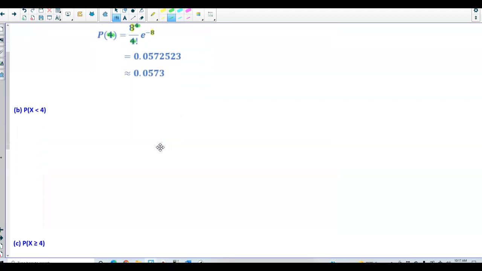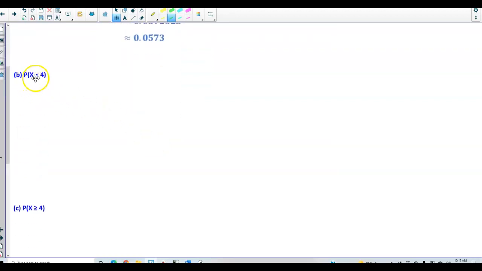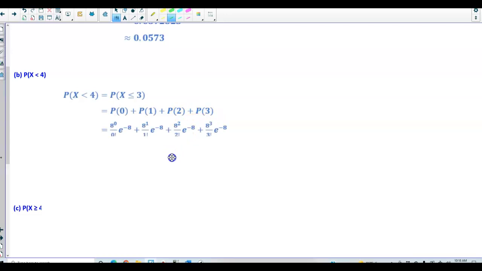Now the second one, we want to find the probability that x is less than 4. In this case, the probability of x less than 4 is equal to the probability where x is less than or equal to 3. So what that means is we're finding the probability of 0 plus the probability of 1 plus the probability of 2 plus the probability of 3. So let's take a look at each individual formula.